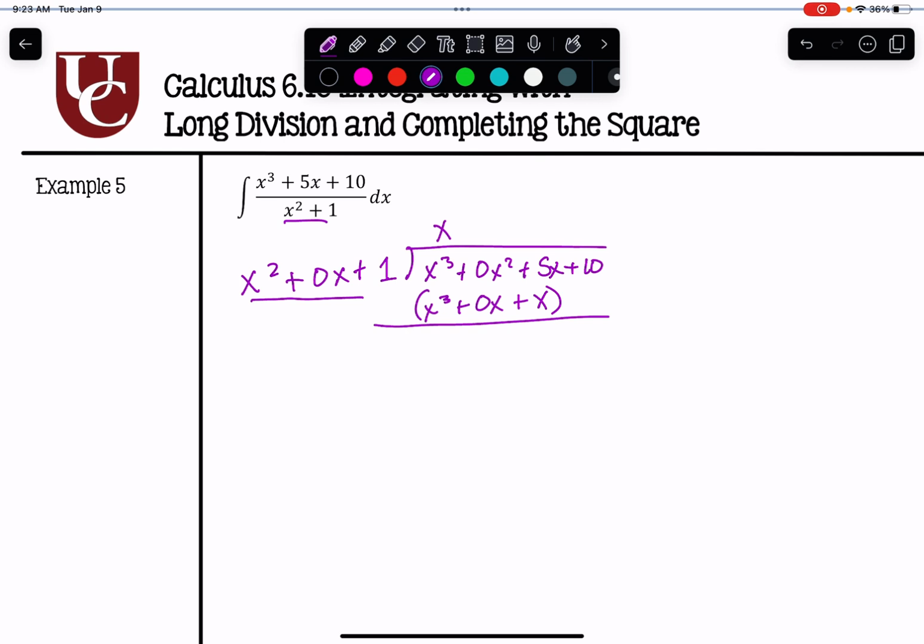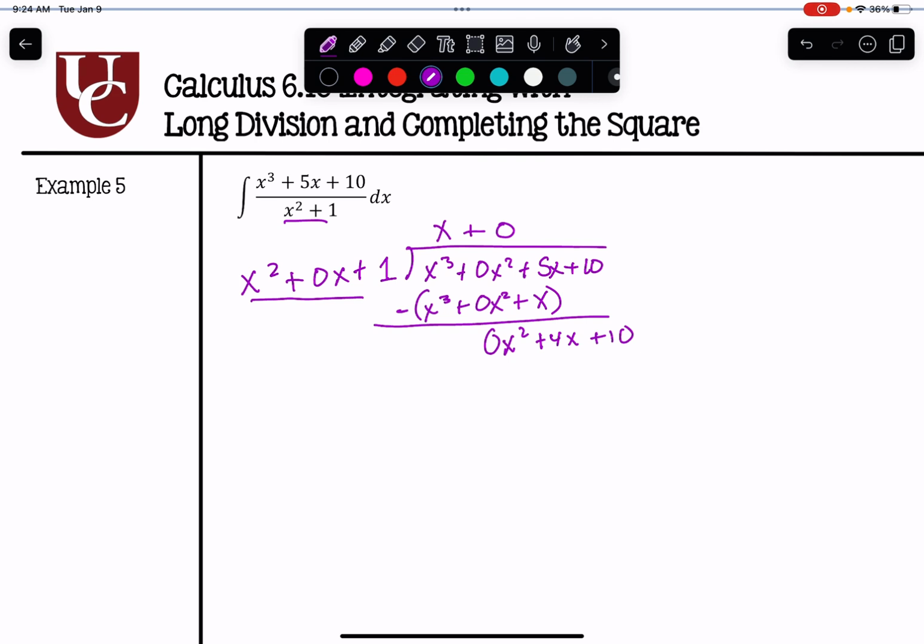So we would get 0 for the x cubed minus x cubed. 0x squared minus 0x squared is just going to be 0x squared. And then 5x minus x would be plus 4x. And then I bring down my 10. All right, now when I go on, I get 0x squared here. So this would be x squared times what gives me 0x squared. So this has to be plus 0.